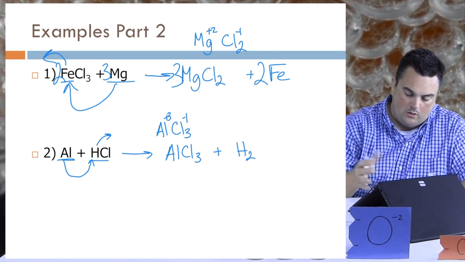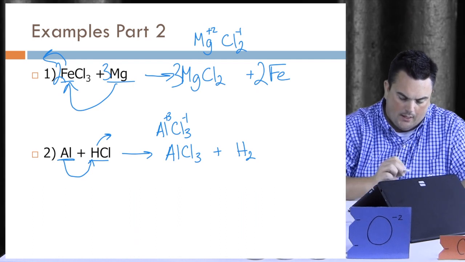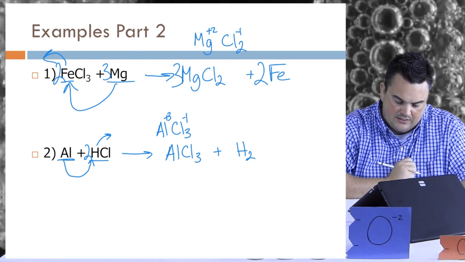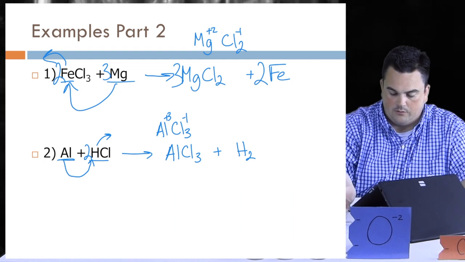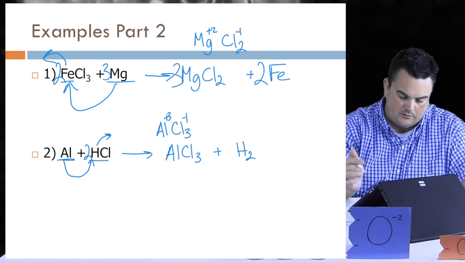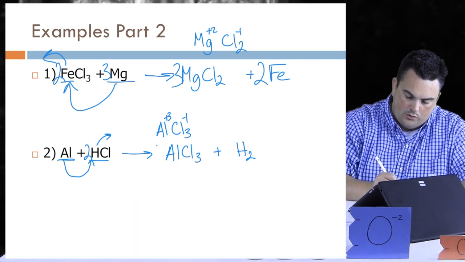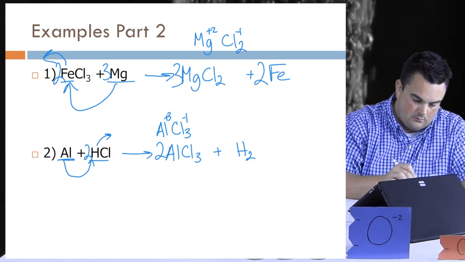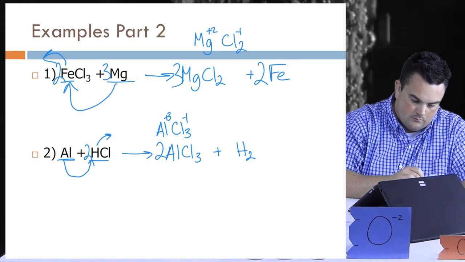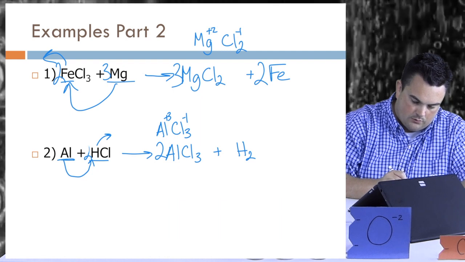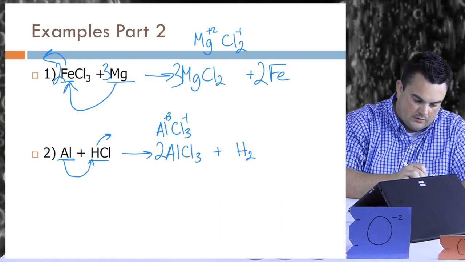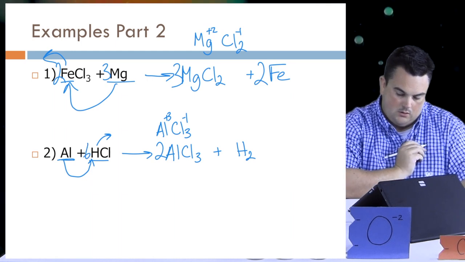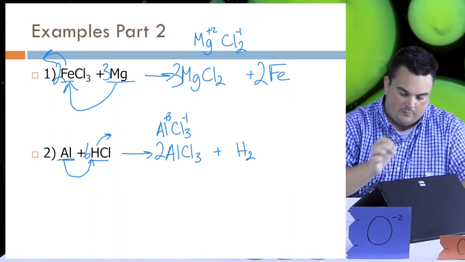All right, so 1 Al, 1 Al, good there. 1 H, 2 H. Let me put a 2 there. Cls, now I'm at 2 and 3. So I gotta get those together. So it looks like I'm gonna put a 2 here, and then I gotta grab my eraser. Get rid of that 2. Because that needs to be a 6. A 6, good.